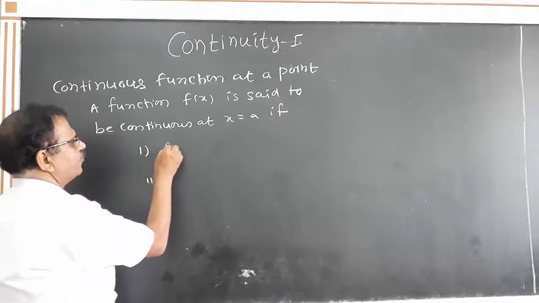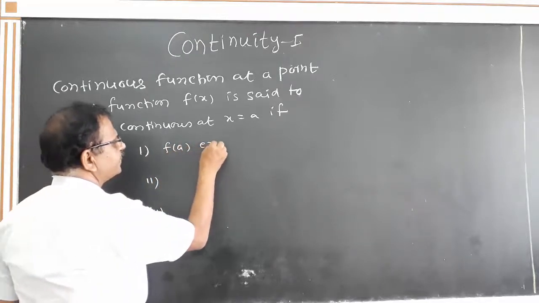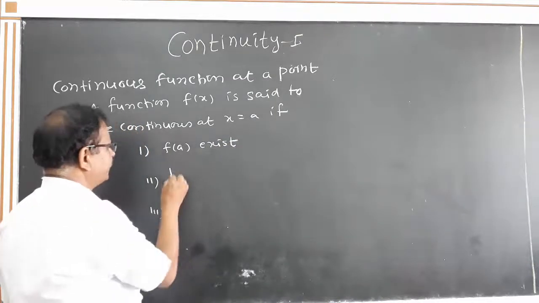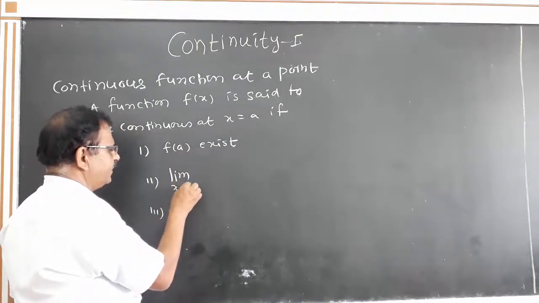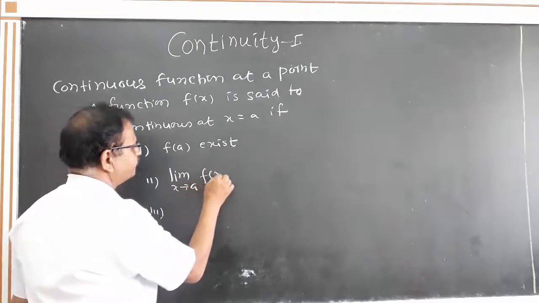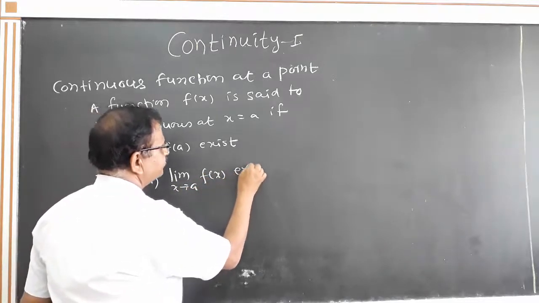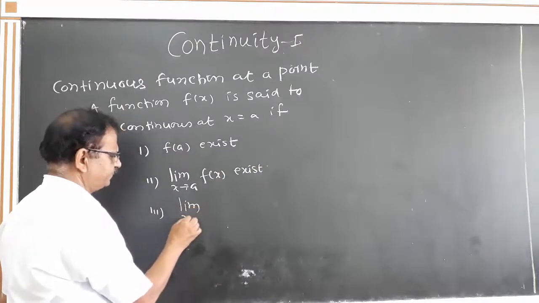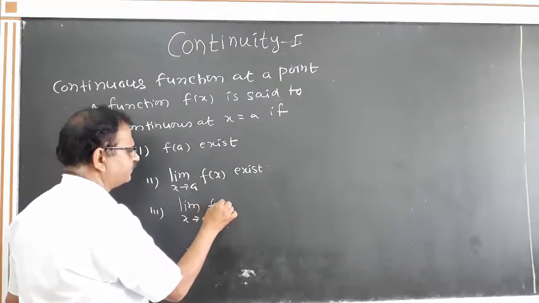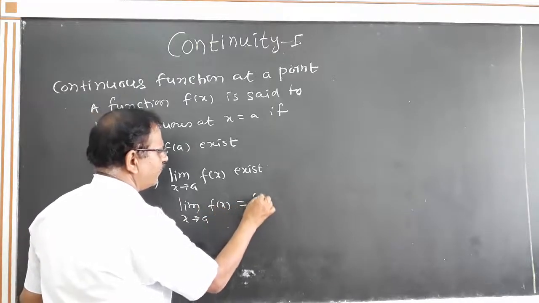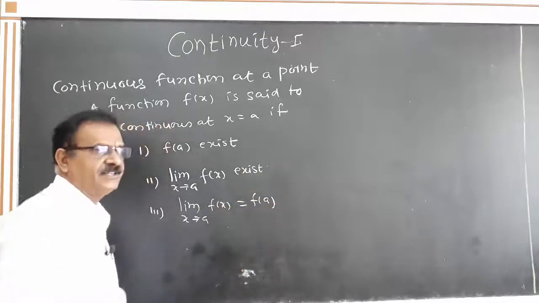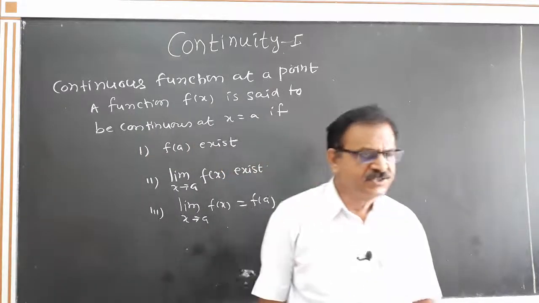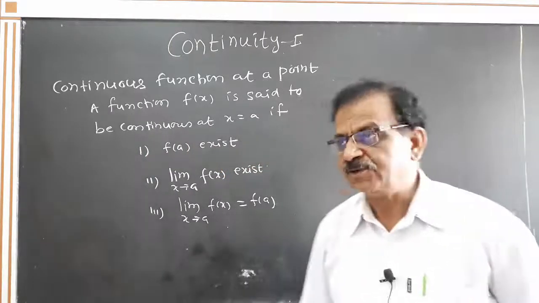First, f of a exists. That means value of the function at a point exists. Second condition, limit x tends to a of f(x) exists, and limit x tends to a of f(x) is equal to f of a. If these three conditions are satisfied by a function, then we can say that the function is continuous at a point x equal to a.